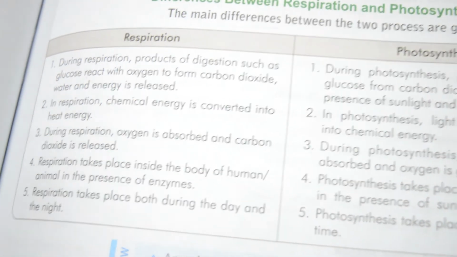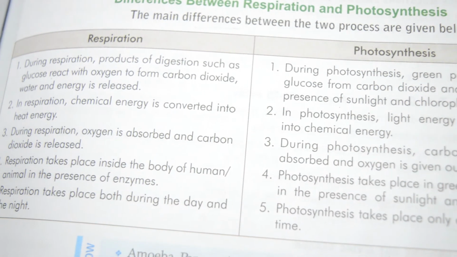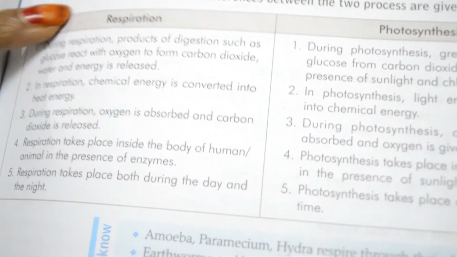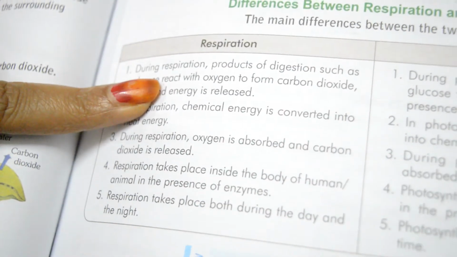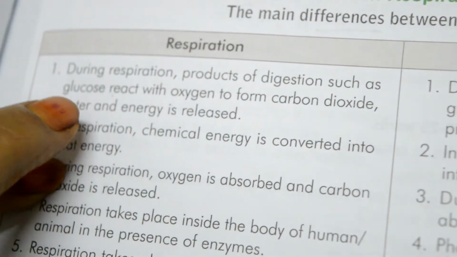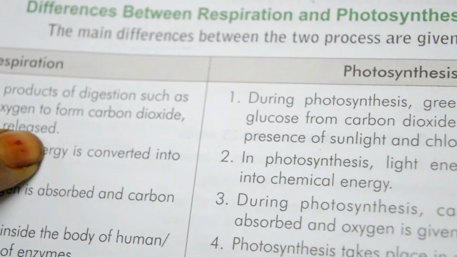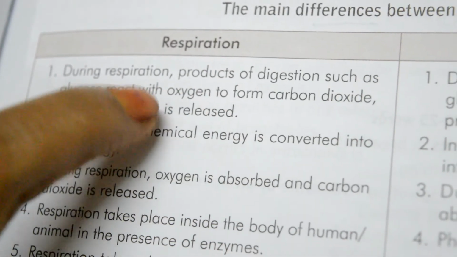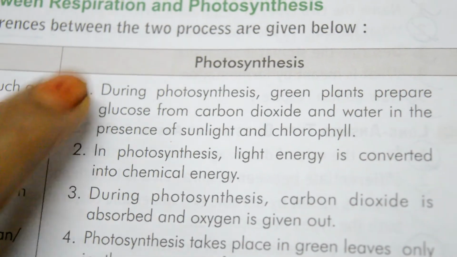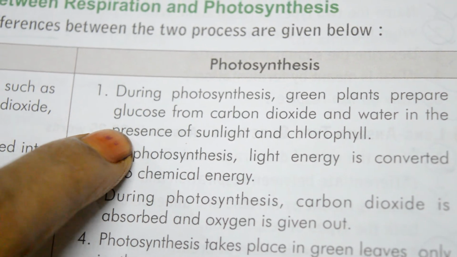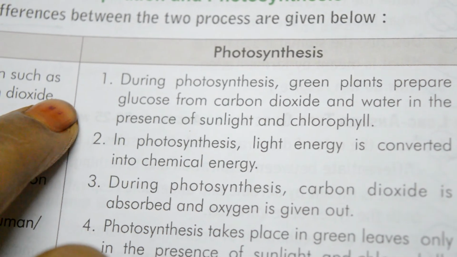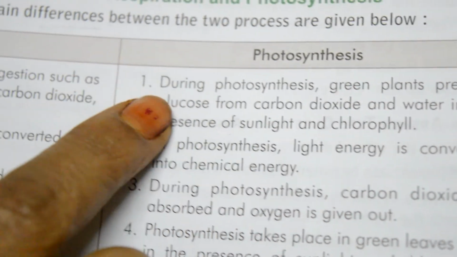Now let us see the differences between respiration and photosynthesis. Children, remember, respiration and photosynthesis are opposite processes. During respiration, the products of digestion such as glucose react with oxygen to form carbon dioxide, water and energy. That is the breakdown of glucose to produce energy along with carbon dioxide and water. Whereas during photosynthesis, green plants prepare food, that is glucose, from carbon dioxide and water in the presence of sunlight and chlorophyll. So you can understand these two are opposite processes.